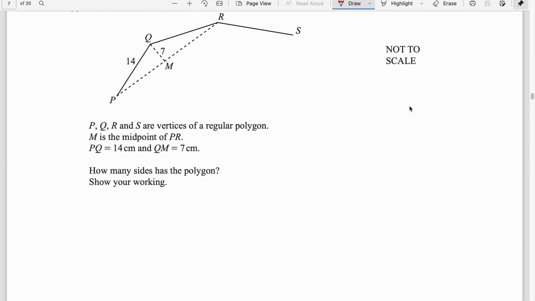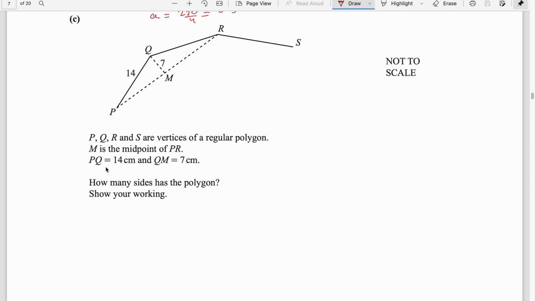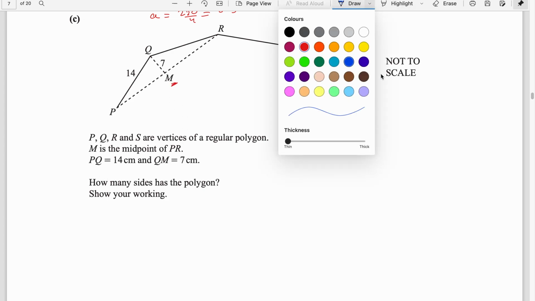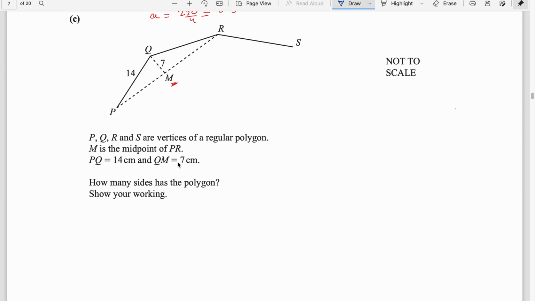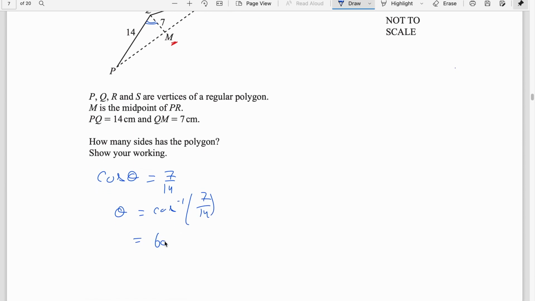Question 4, C part. P, Q, R, S are vertices of a regular polygon. M is the midpoint of PR. PQ is equal to 14. QM is equal to 7. How many sides does this polygon have? So in order to find this side, I need to know the interior angle. So I'll find this angle first using cos of Q is equal to base over hypotenuse. Angle Q is cos inverse of 7 by 14. So that makes an angle of 60 degrees.